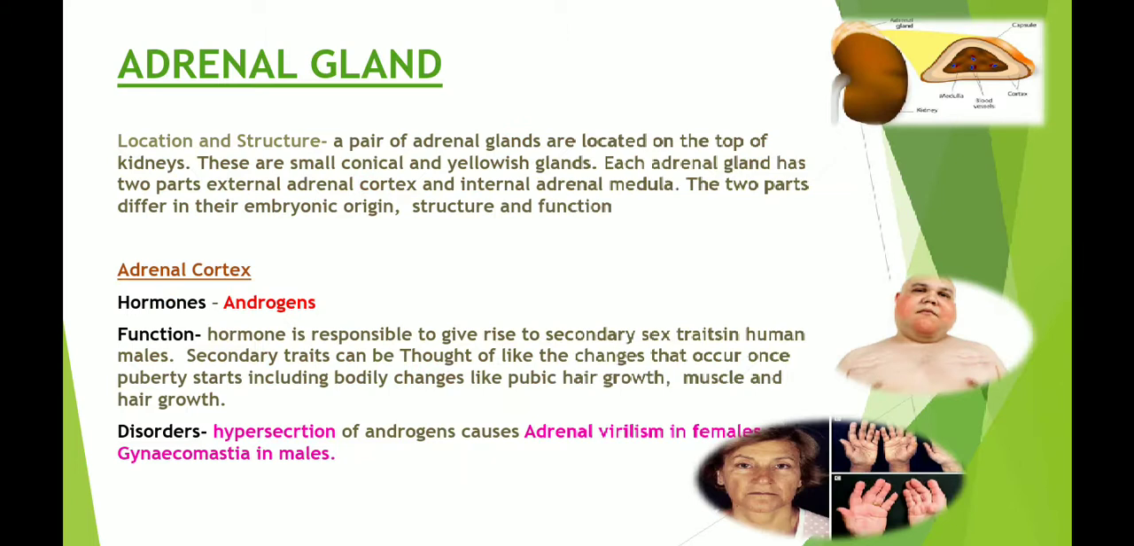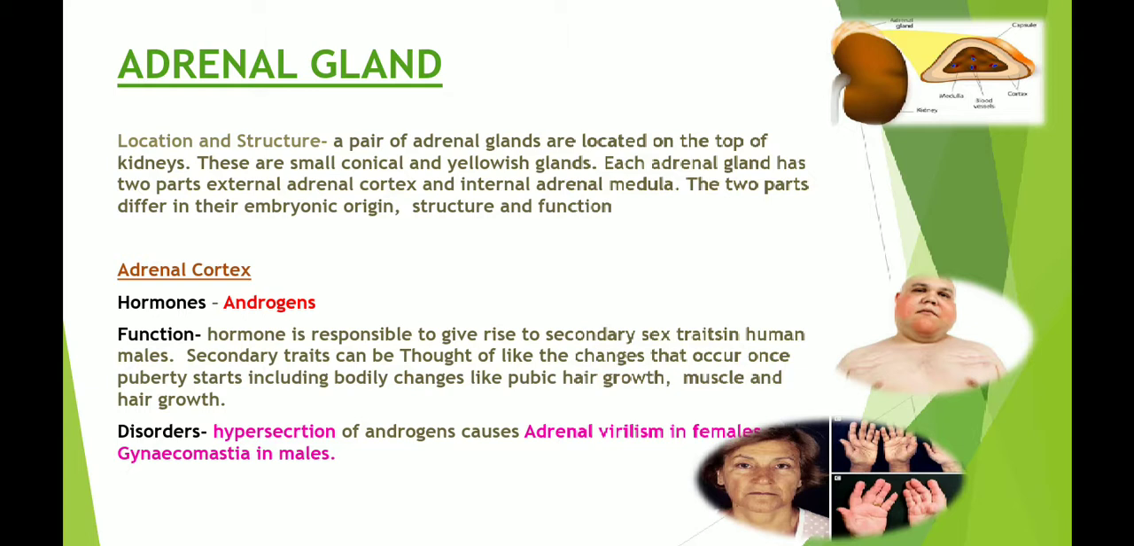After this, the next endocrine gland we are going to study is the adrenal gland, location and structure. A pair of adrenal glands are located on the top of the kidneys. These are small, conical, yellowish glands. Each adrenal gland has two parts, the external adrenal cortex and the internal adrenal medulla.